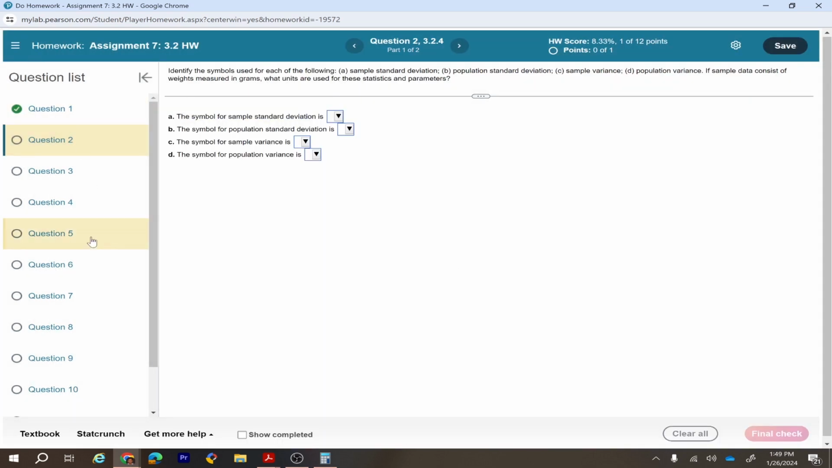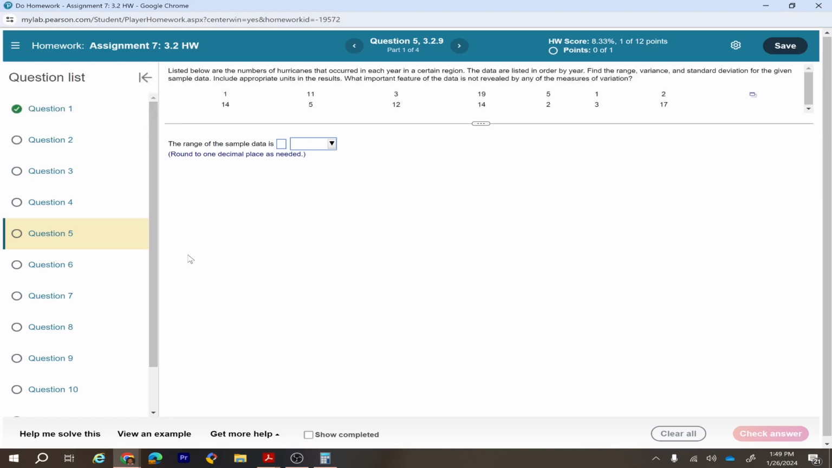Let me go to the next problem. Let me choose problem number 5. Listed below are the numbers of hurricanes that occurred in each year in a certain region. The data are listed in order by year. Find the range, variance, and standard deviation for the given sample data. Include appropriate units in the result. What important feature of the data is not revealed by the measure of the variation?